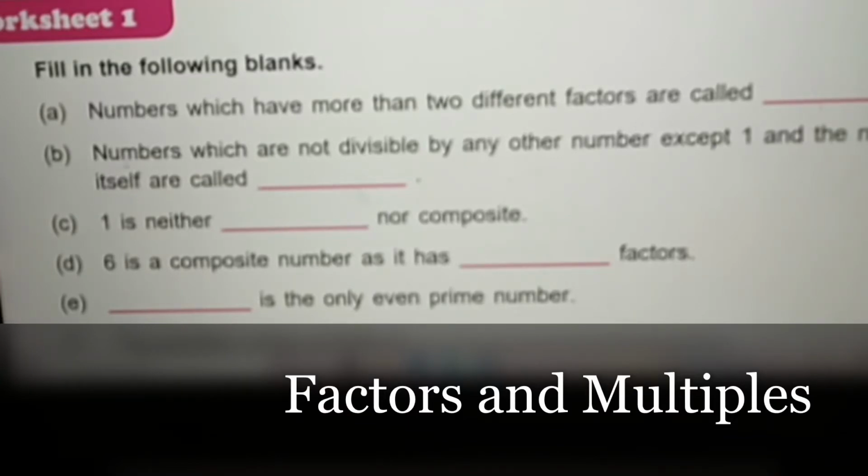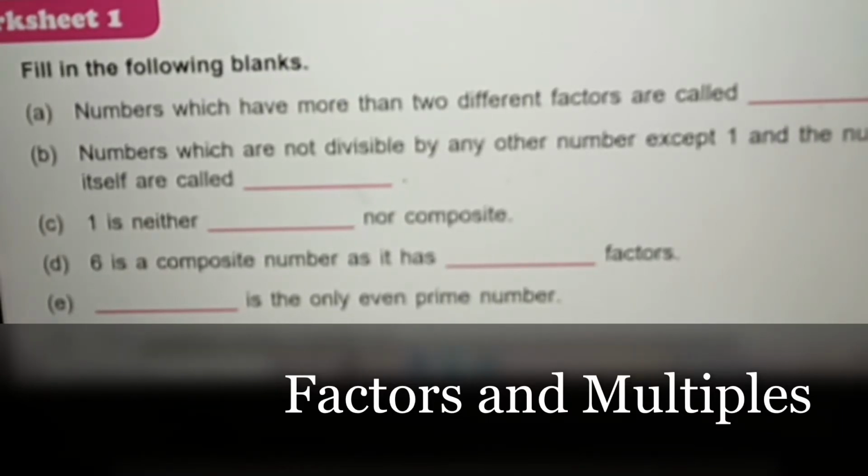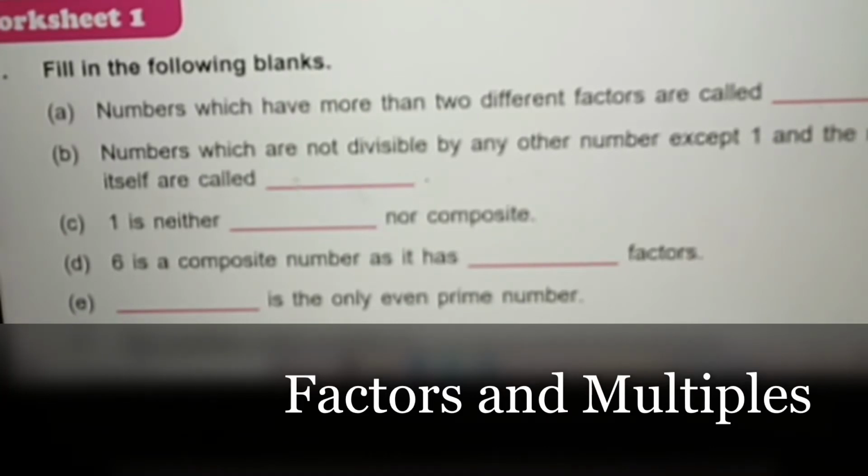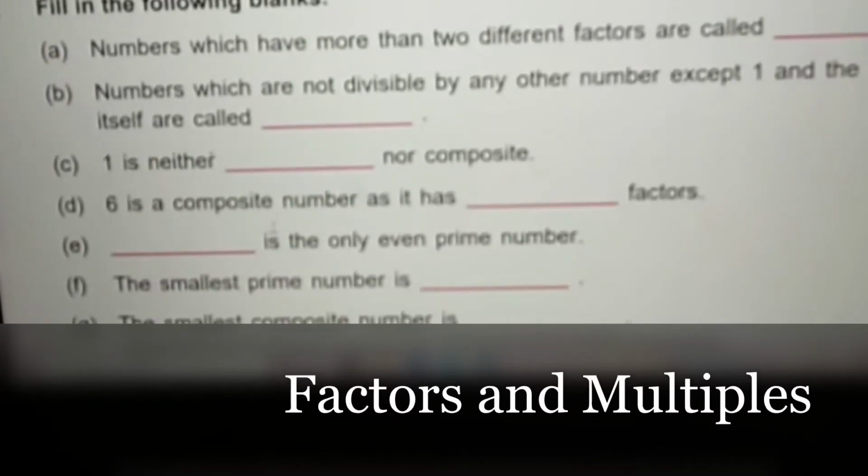Prime numbers are numbers which are not divisible by any other number except one and the number itself. 1 is neither prime nor composite. 6 is a composite number, as it has how many factors? You can guess.